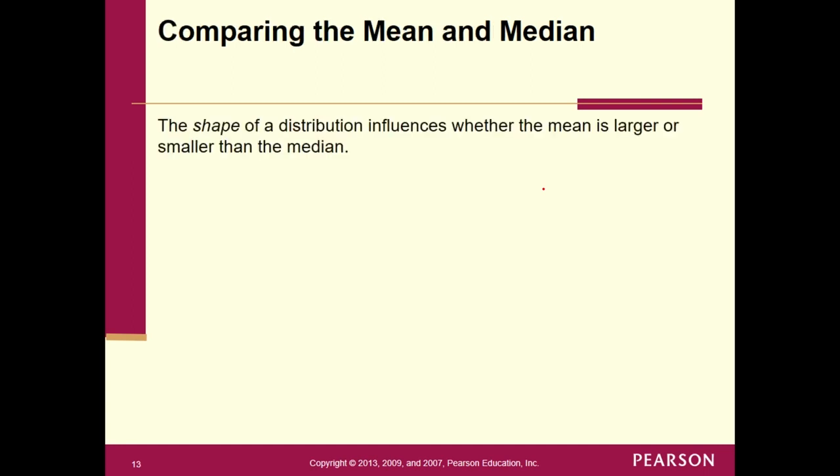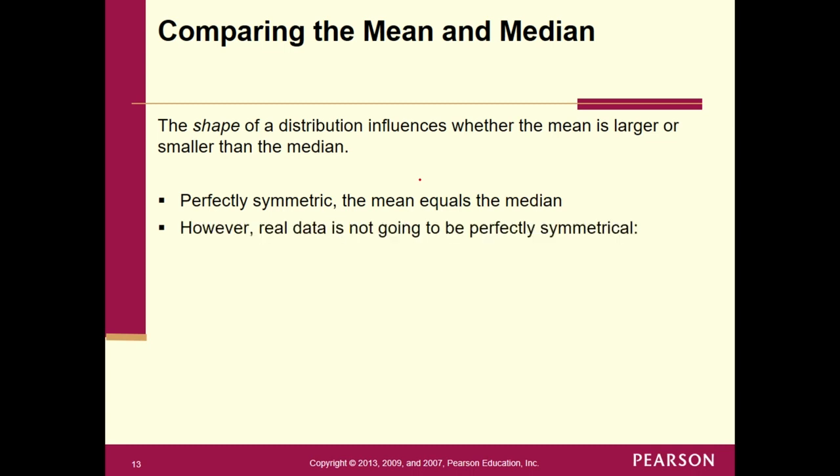Okay, so the shape of the distribution influences whether the mean is larger or smaller than the median, believe it or not. Remember the different shapes we have. We have bell shape that's symmetrical, we have skewed right, and we have skewed left. Those are your basic shapes that we talk about in statistics. If you have a perfectly symmetrical data set, that's going to tell us that the mean equals the median exactly. But what did I tell you about real data? Real data is not going to be perfectly symmetrical.